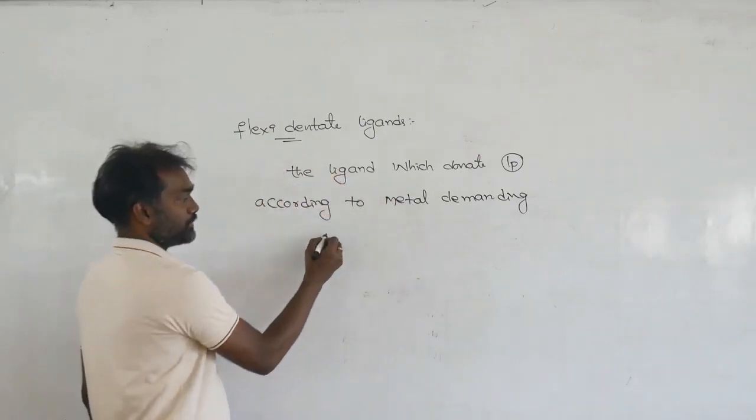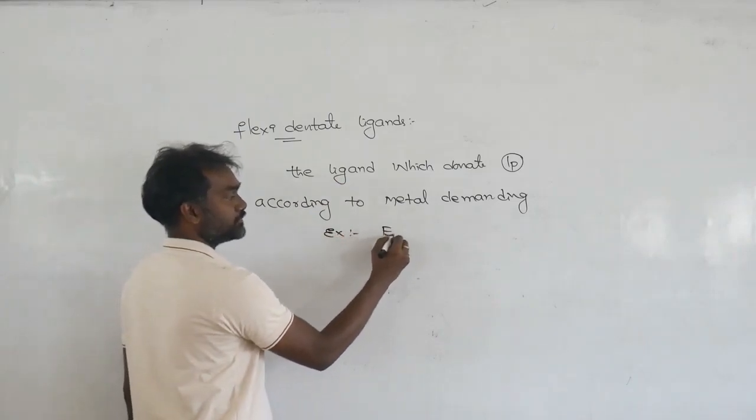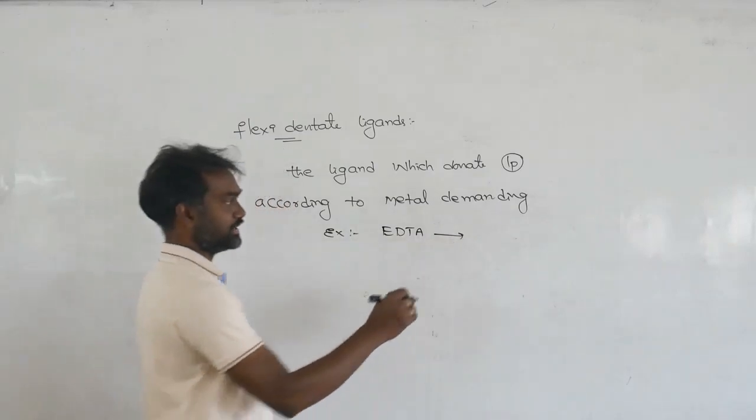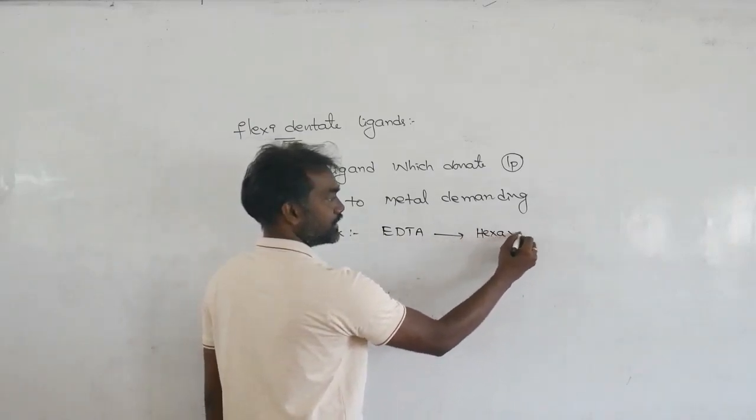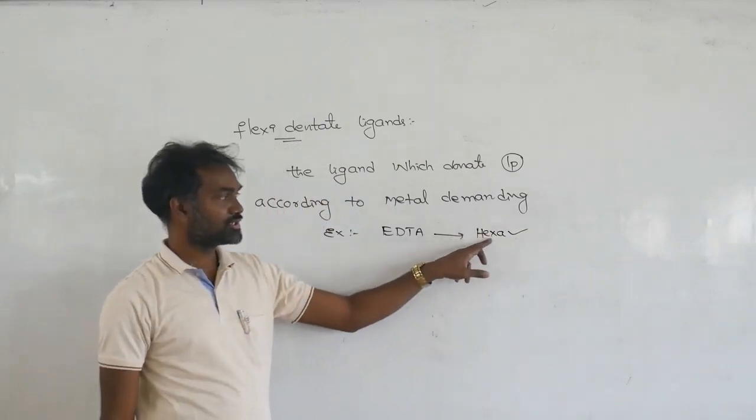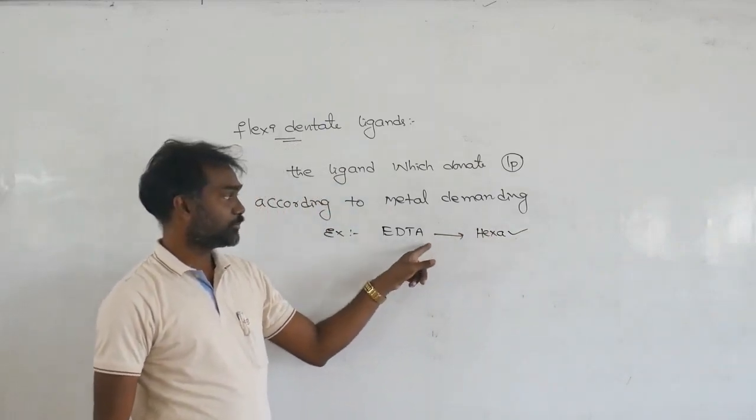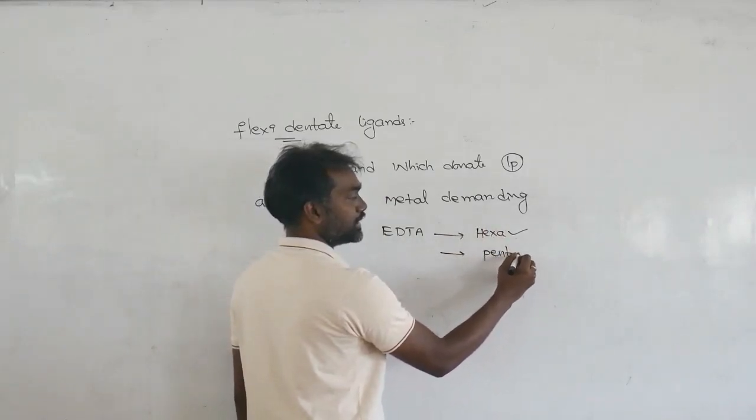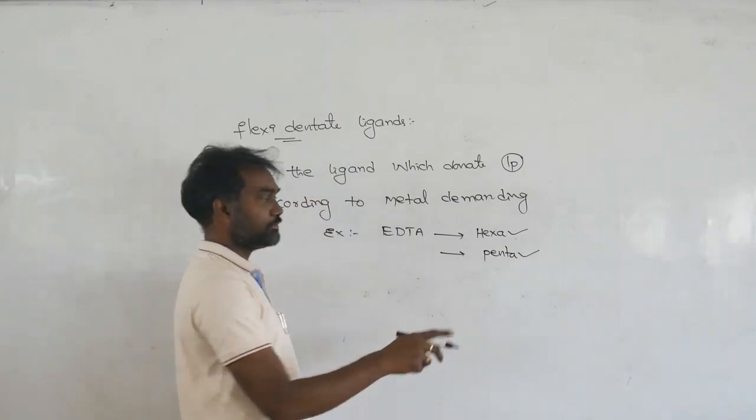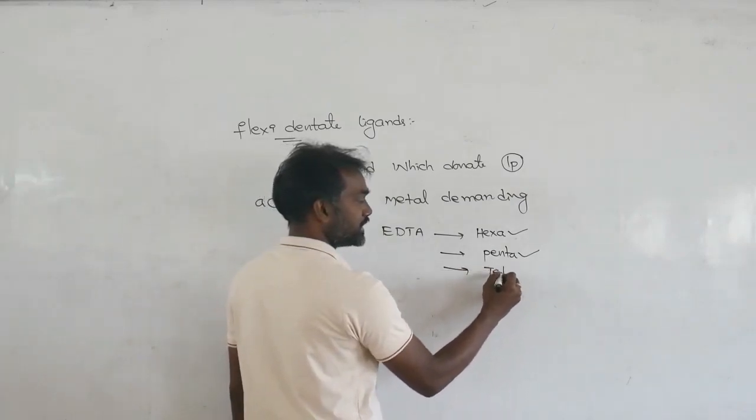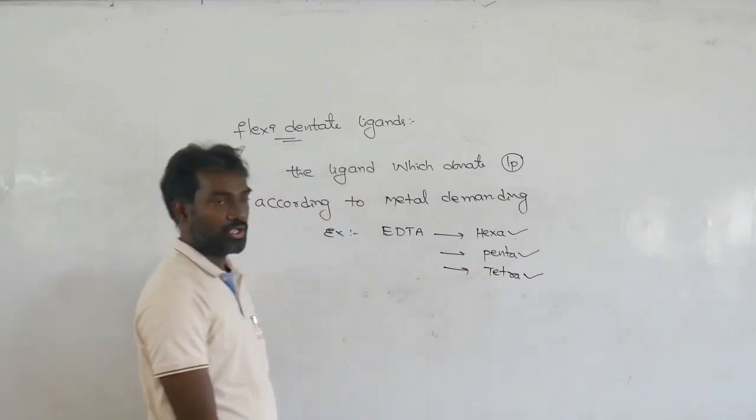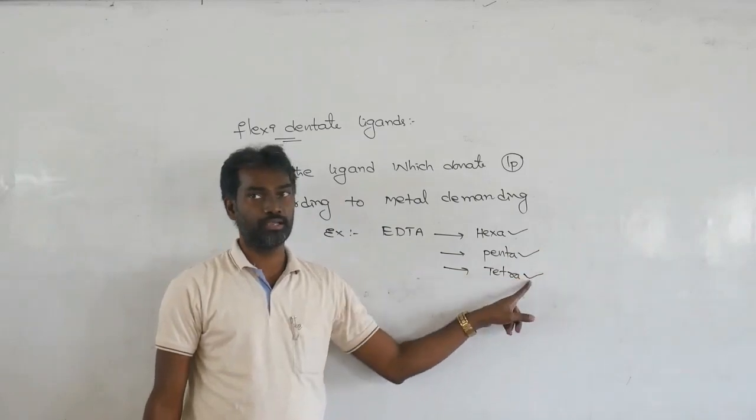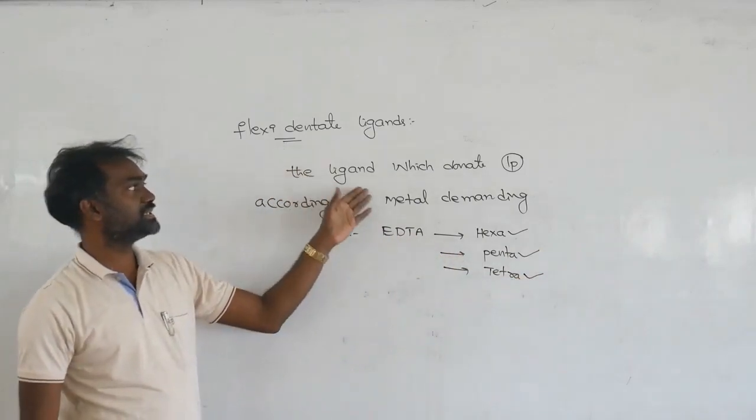Suppose the best example, you take EDTA. Generally we say EDTA is hexadentate. If any metal wants 6, it will donate 6. If the metal wants 5 only, it acts as pentadentate also. If the metal wants 4 only, it gives tetra also. So this EDTA is flexible according to the metal that is coming. That's why you call it a flexidentate ligand.